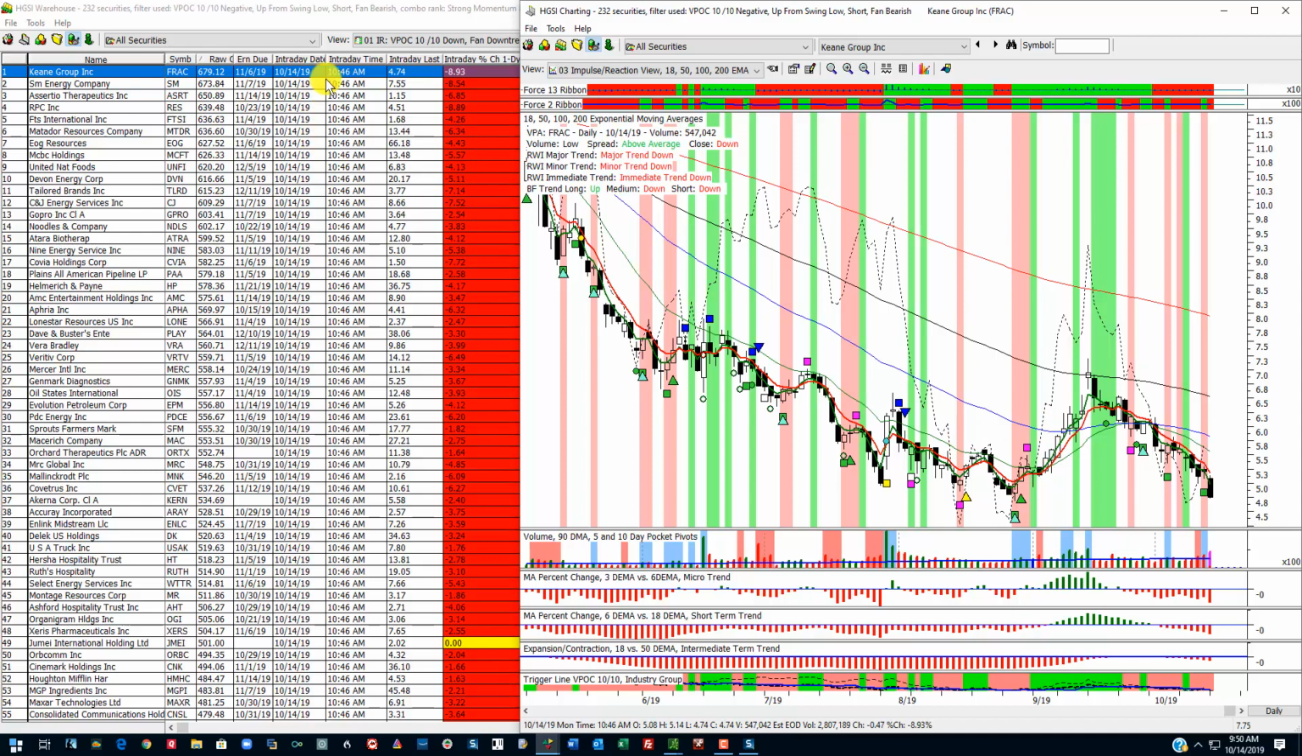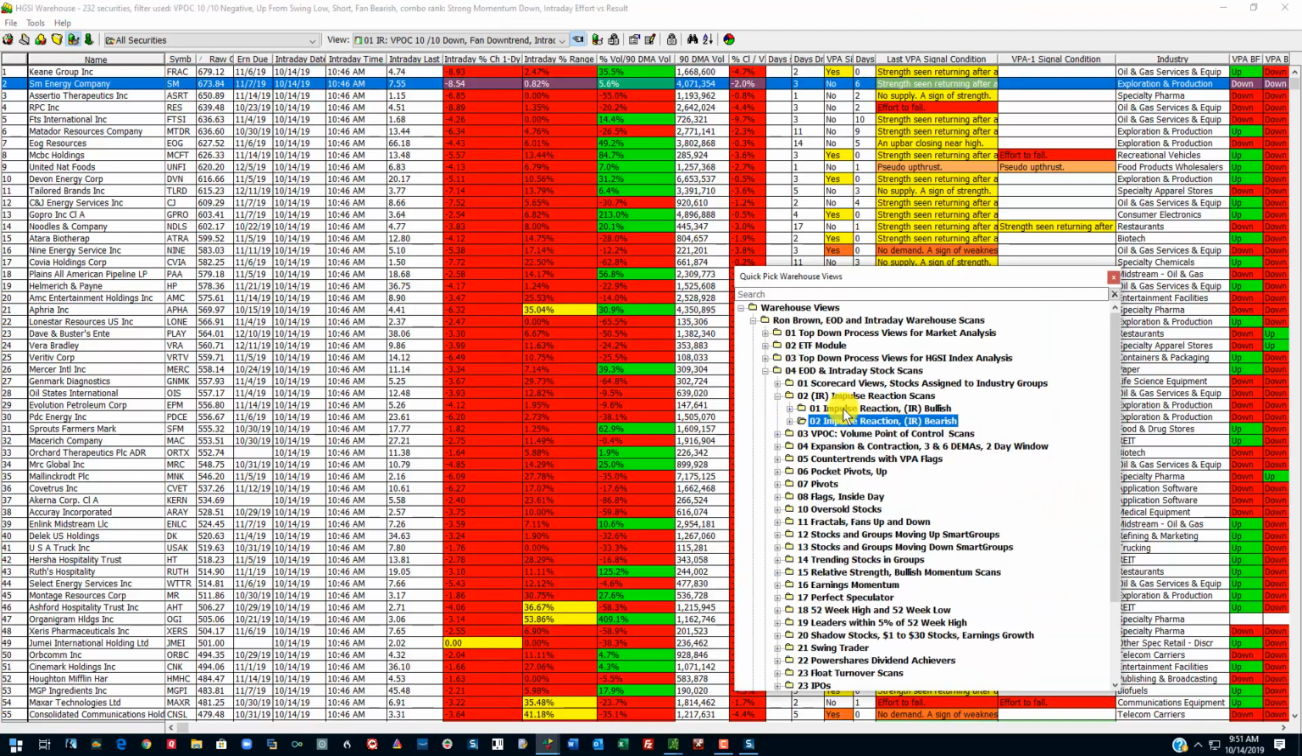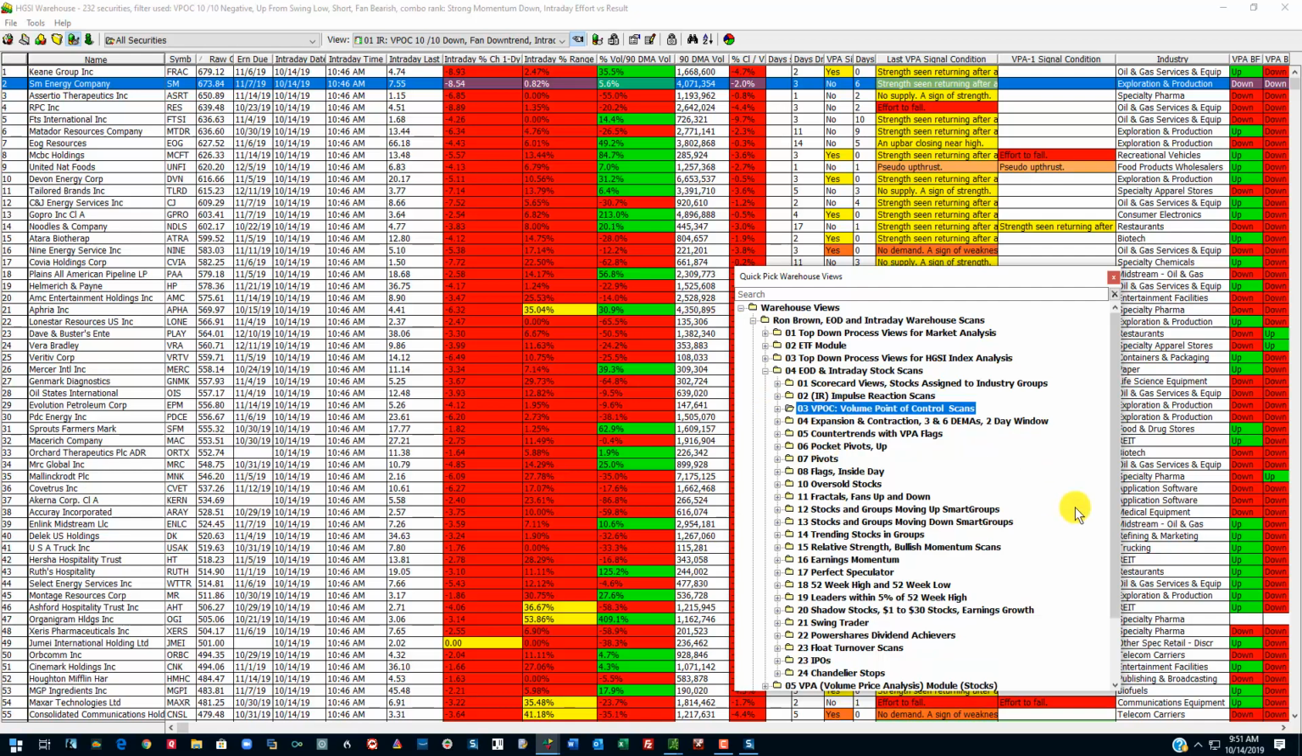I know that most customers do not short stocks. There's really not much talk about it, but I wanted to have these balanced to make sure that there is both a long side set of scans and also a short side. That's it for the impulse reaction scans, and I'll be moving on down to the volume point of control scans in the next video.